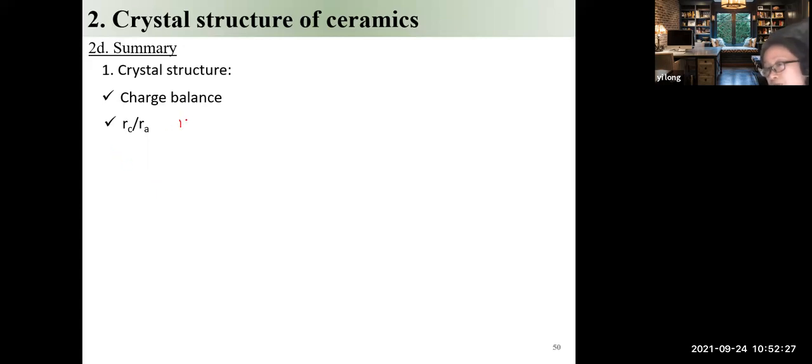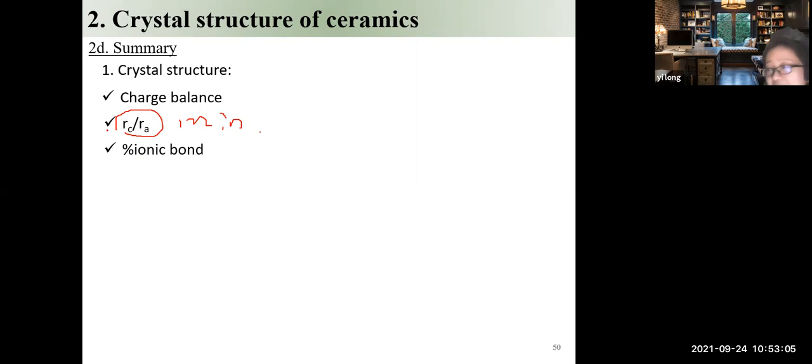RC over RA, please write down the keywords here, which is a minimum case. So only you can calculate a minimum case. In minimum case, which means what? Which means your pi ion need to be in contact with ions. That's for sure for everything. But in the minimum case, ions also need to be in contact with ions. So that's the minimum one. You can calculate RC over RA. And use this RC over RA, we can calculate how many coordination numbers.